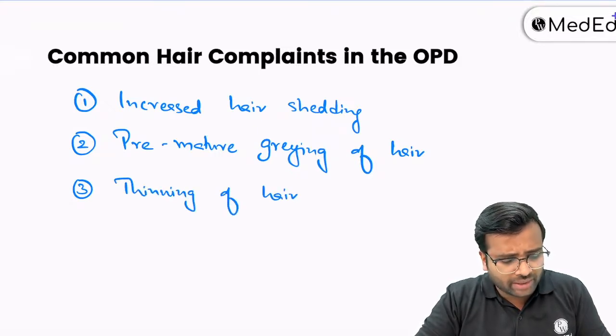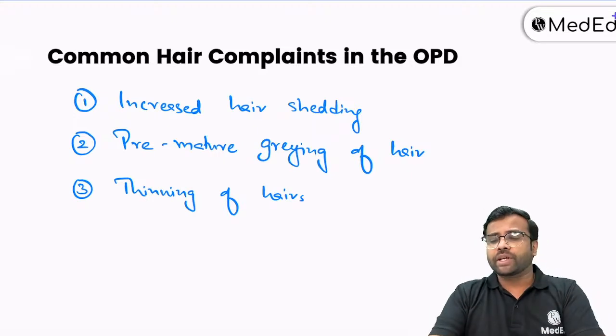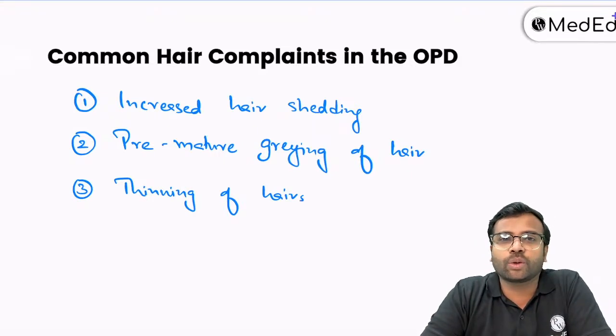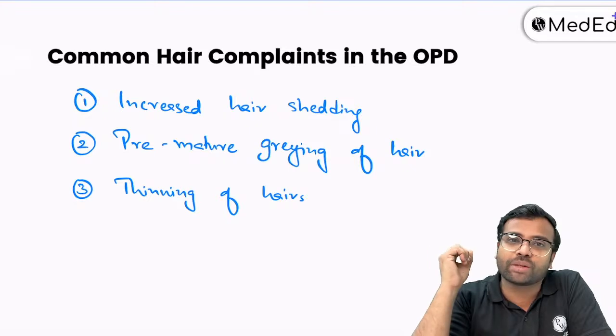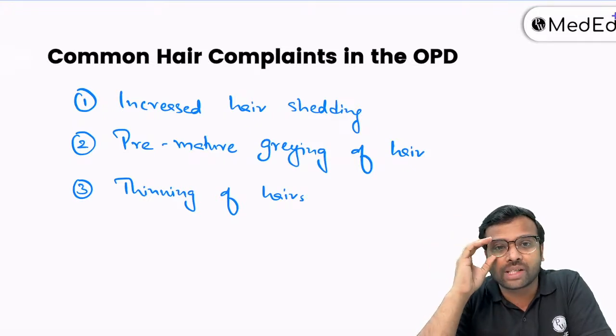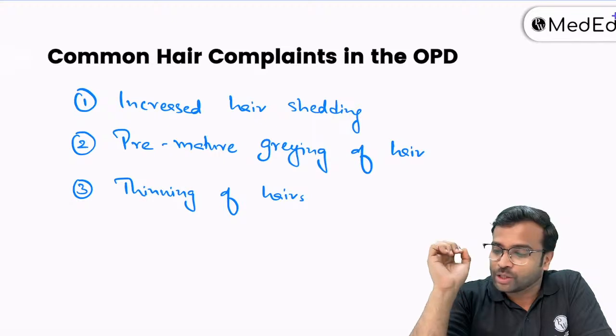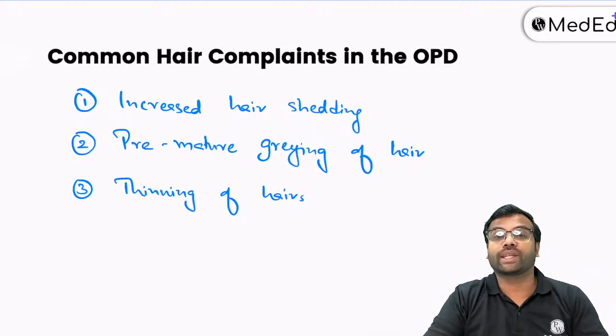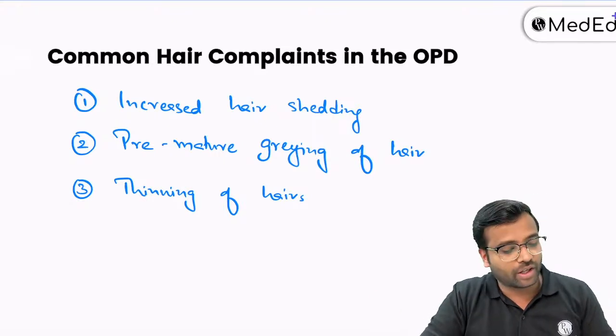So what do I mean by thinning of the hairs? The patient can come to you and tell you that my scalp is so visible now. Earlier I used to have very thick hairs, but right now my scalp is very much visible. So that is going to be a complaint of thinning of the hairs. That is another very common one.